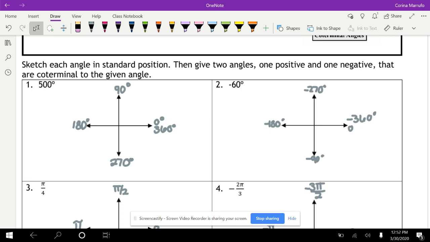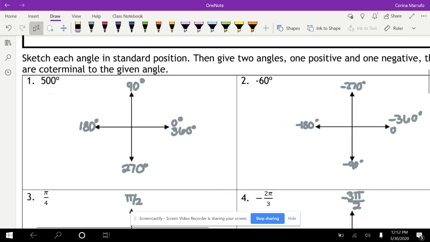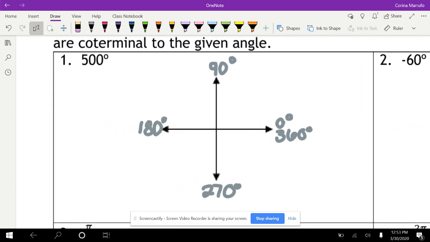So for right now, I'm just going to focus on how to sketch the angles in case you guys don't remember. So this first one is going to be 500 degrees. So if we look, we start on our positive x-axis. This is called our initial side. So this is where we're going to start. And then we have our terminal side. So if we look, it goes 90, 180, 270, and then 360.